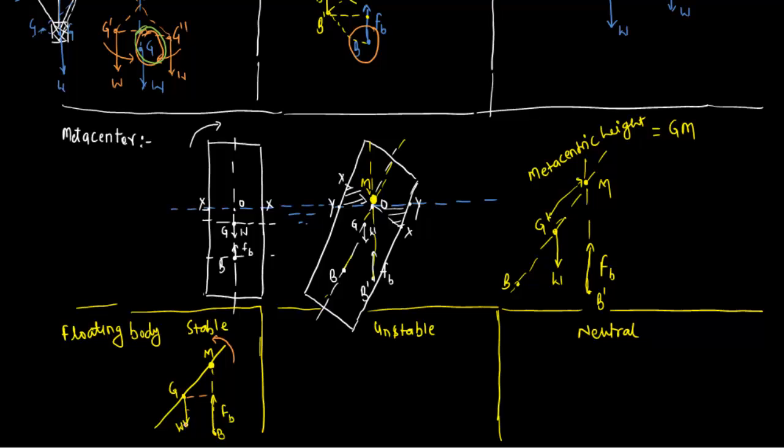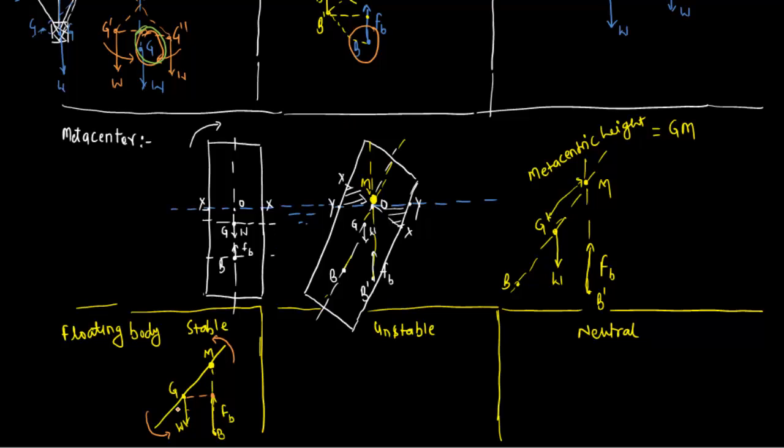Similarly, this weight into this distance is also creating a moment about this point, and this is also in the anti-clockwise direction because this weight is acting in the downward direction. So this weight into this distance is creating an anti-clockwise moment here. Both weight and buoyant force are creating anti-clockwise moments, and that's why they try to bring this body back to its initial position.